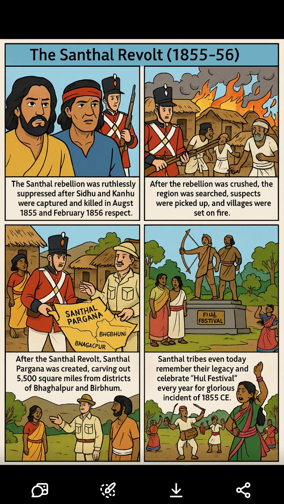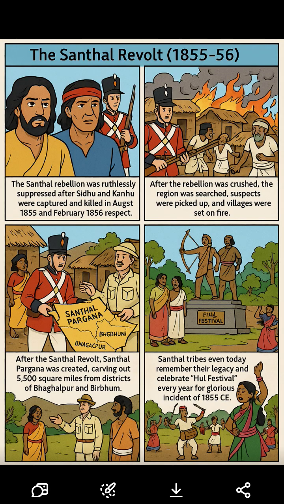10. Santhal memory today. Even today, Santhals proudly celebrate their fight as a glorious moment. They celebrate the Hul Festival, Hul Rebellion. They worship Sidhu and Kanhu as heroes. Statues of the brothers can be seen in many places in Jharkhand and Bengal.